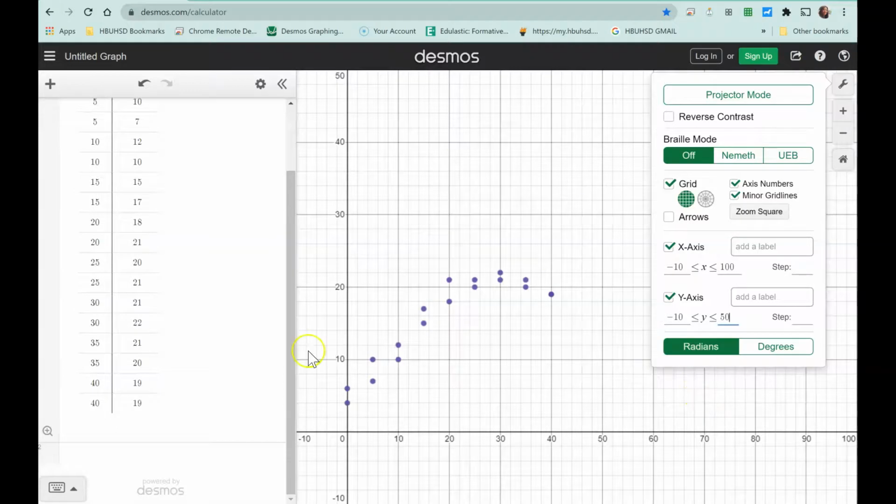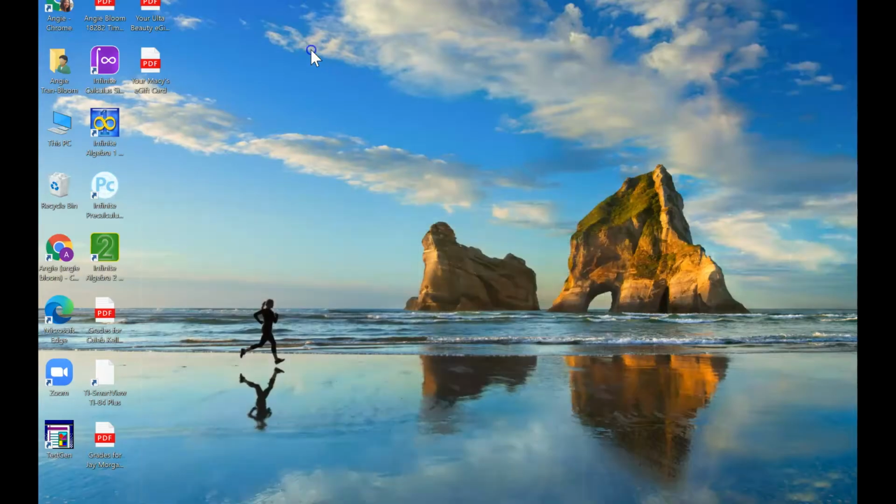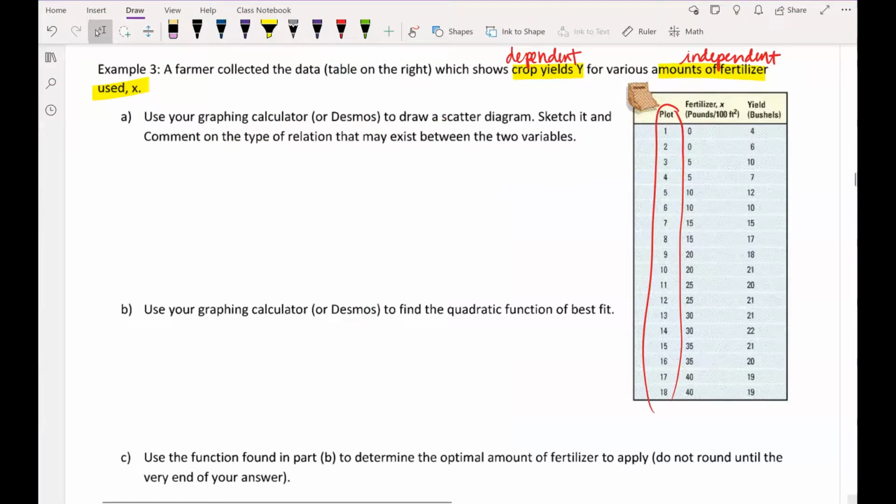So now that we have the graph, I want you to write it in. Okay, let's move my screen back here. Whoops. Gotta move my screen back and then fill in the information. All right, there you go. Comment on the type of relation that may exist between the two variables. So by looking at your graph, it looks like a nonlinear, okay?